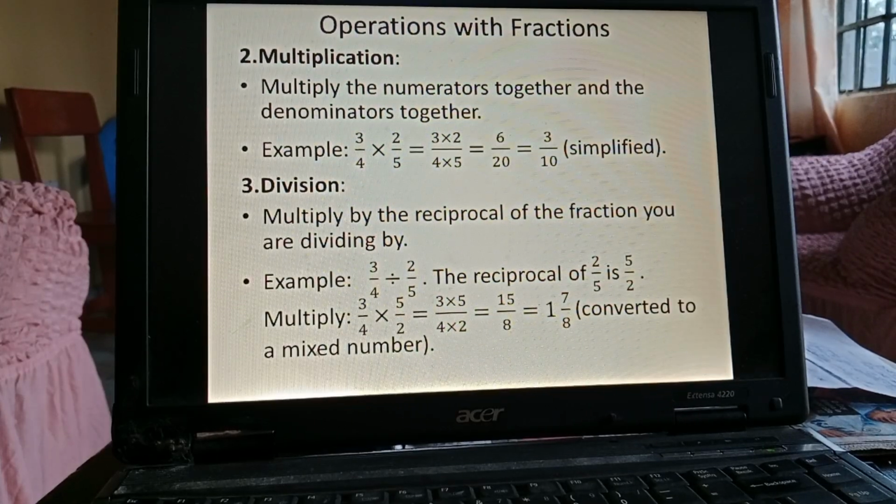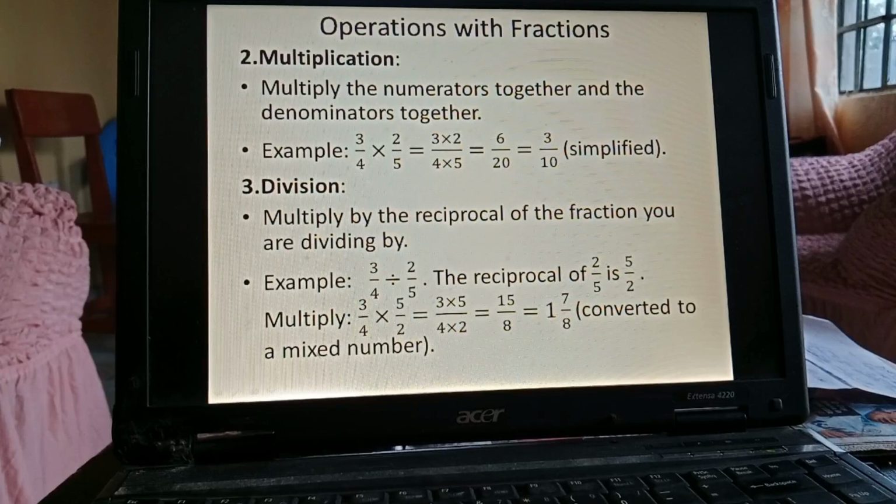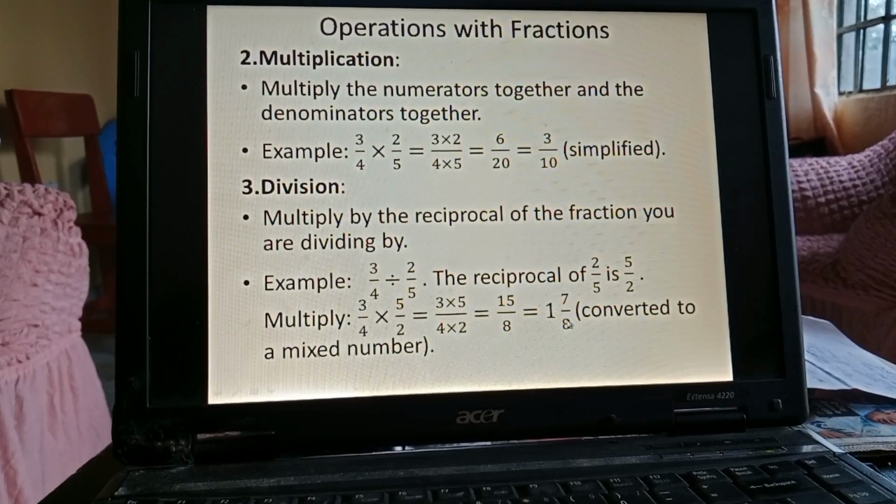So guys, you can see, there was an error there. 3 over 4 times 5 over 2 equals 3 times 5 over 4 times 2, which is equal to 15 over 8, which is equal to 1 and 7 over 8, converted to a mixed number.